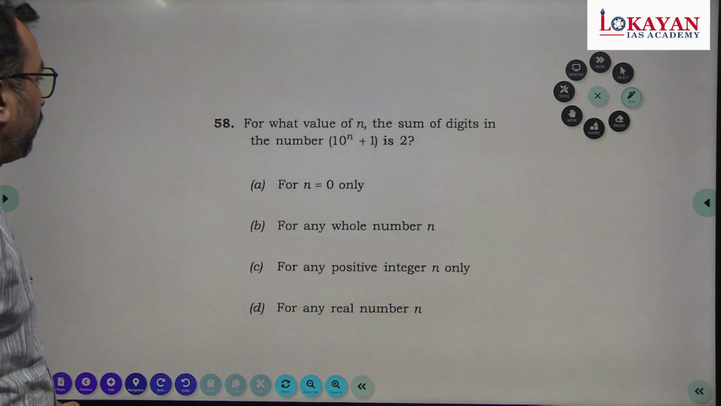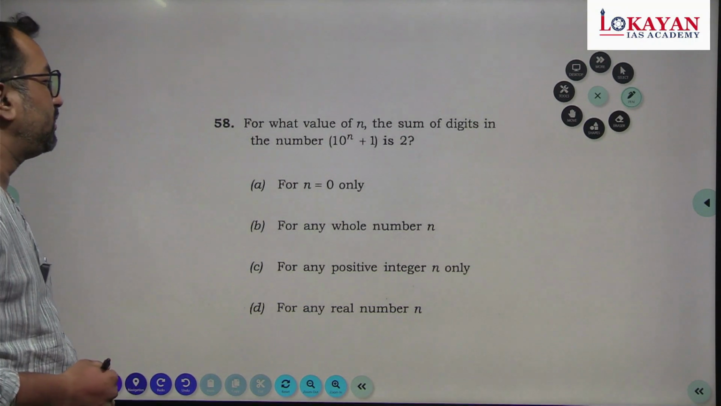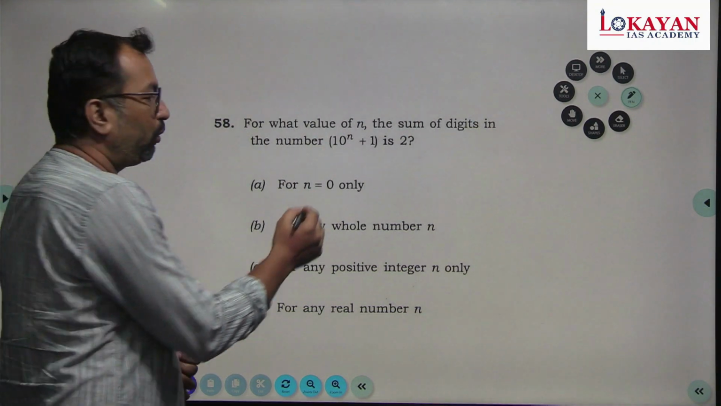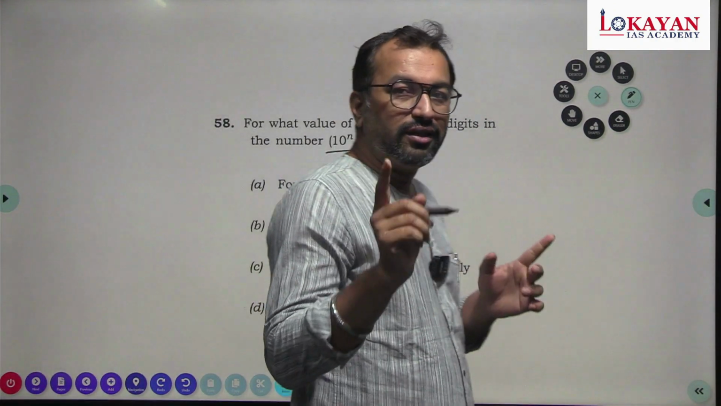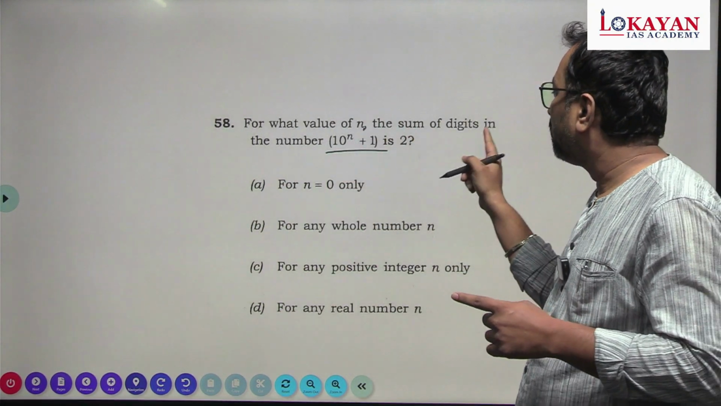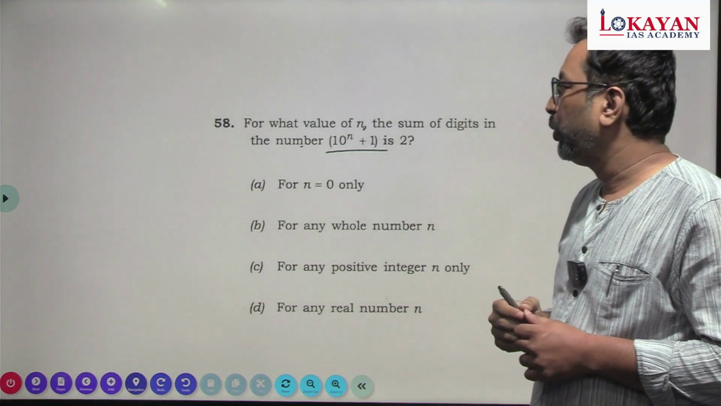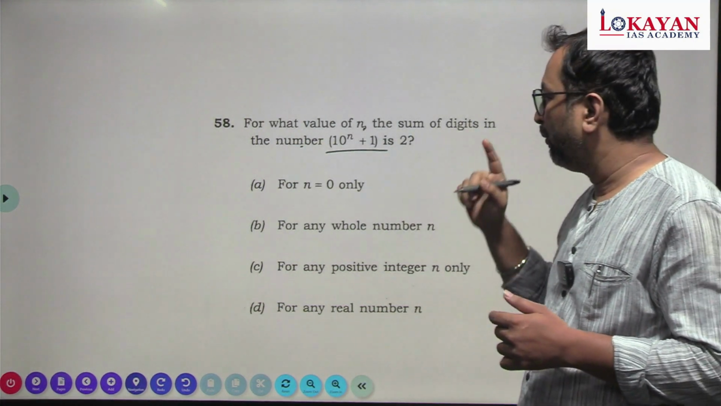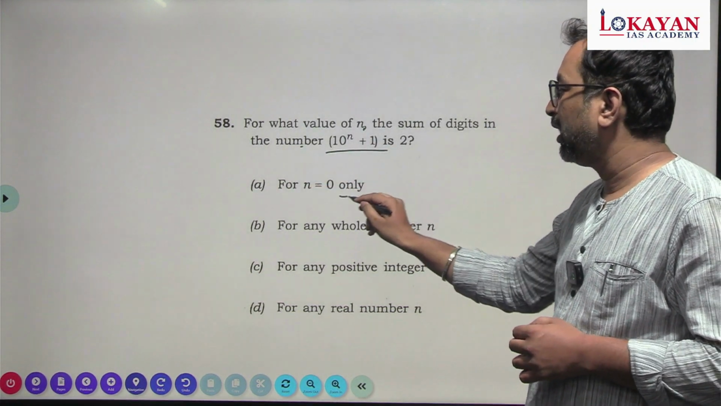So the next question from surds and indices is, for what value of n is the sum of digits in the number 10 to the power n plus 1 equal to 2? For what value of n? For n is equal to 0 only, an extreme statement.